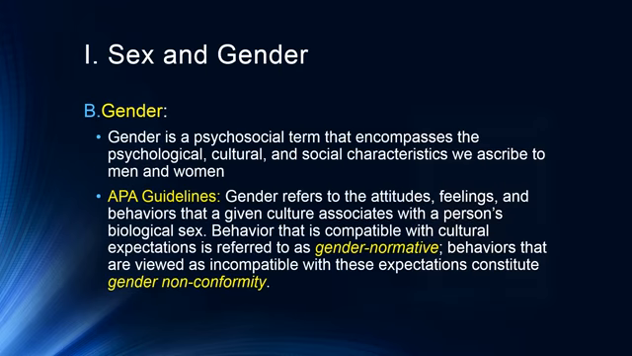A gender characteristic is a psychosocial term that encompasses the psychological, cultural, and social characteristics we ascribe to men and women. According to the APA guidelines, gender refers to the attitudes, feelings, and behaviors that a given culture associates with a person's biological sex. Behavior that is compatible with cultural expectations is referred to as gender normative; behaviors that are viewed as incompatible with these expectations often constitute what we call gender nonconformity. So gender is a much more oftentimes loaded term because we're talking about social expectations, cultural associations, etc.